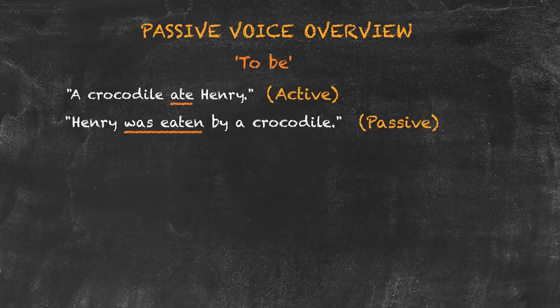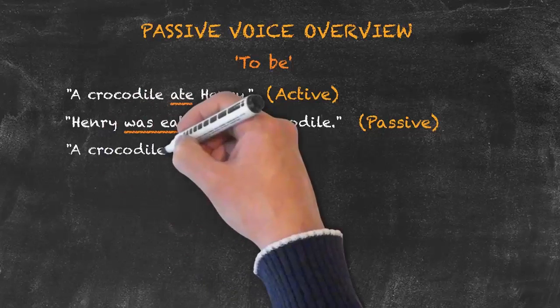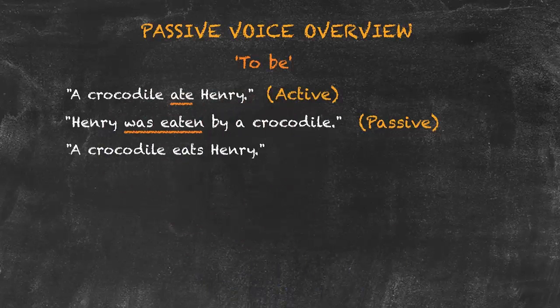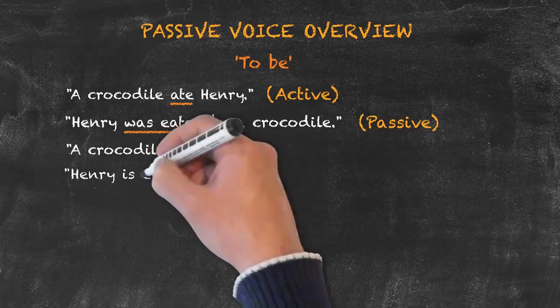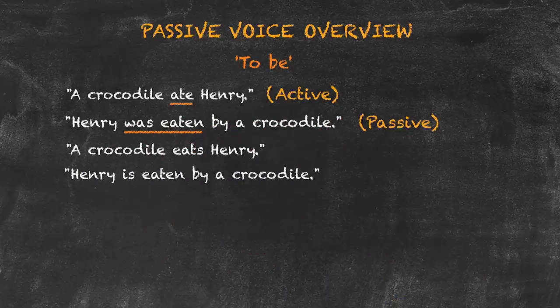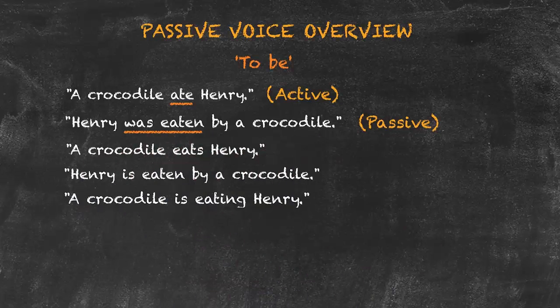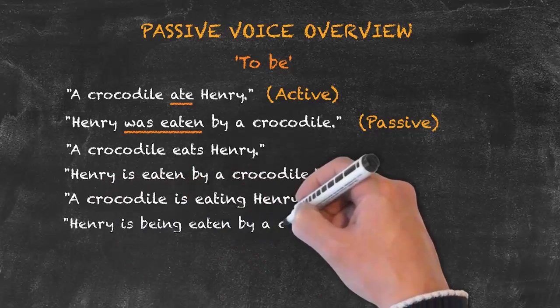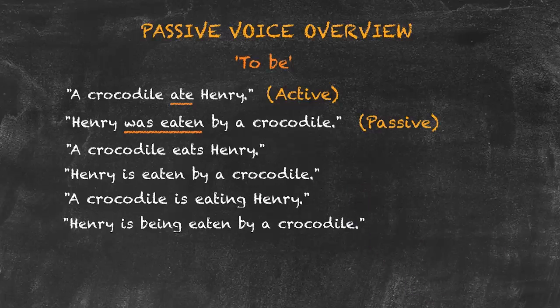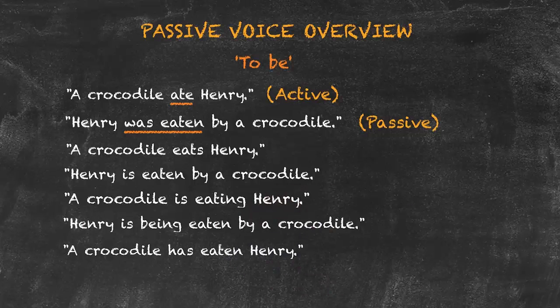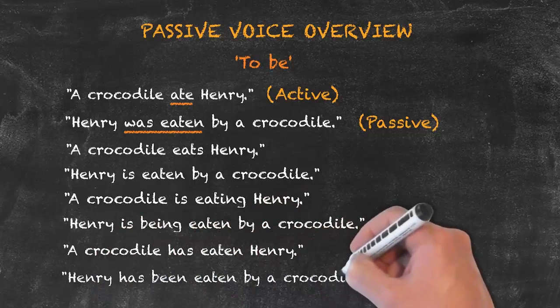Likewise, if we use the present simple, a crocodile eats Henry, we have to use the verb be in the present simple, so it becomes Henry is eaten by a crocodile. We can also have a look at a crocodile is eating Henry, which is the present continuous tense. To put this into the passive voice, we then have to say Henry is being eaten by a crocodile. The present perfect tense, a crocodile has eaten Henry, Henry has been eaten by a crocodile, and so on.